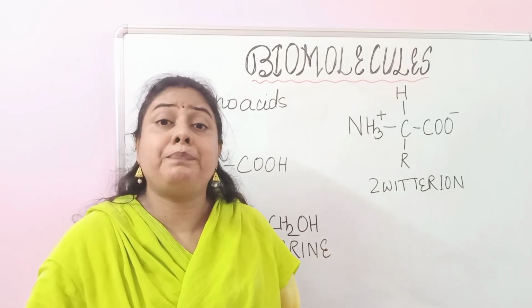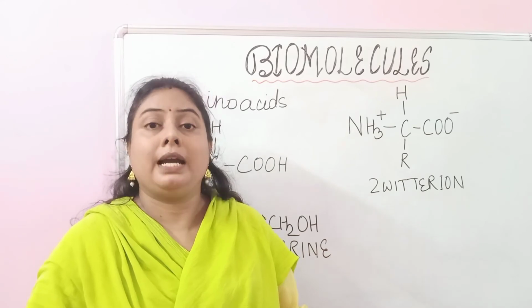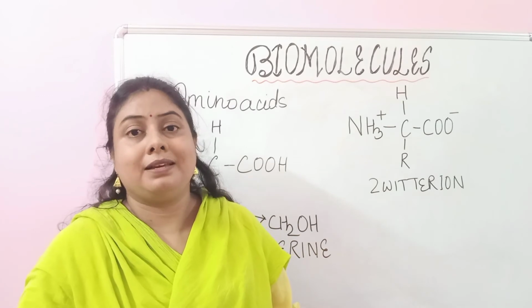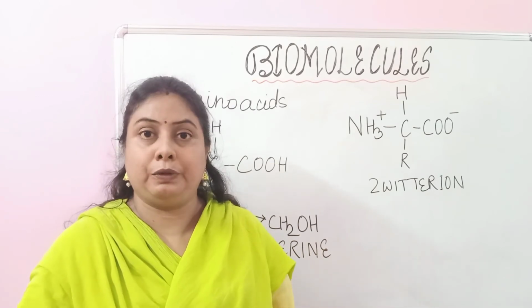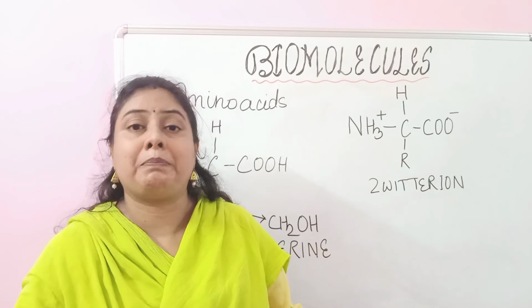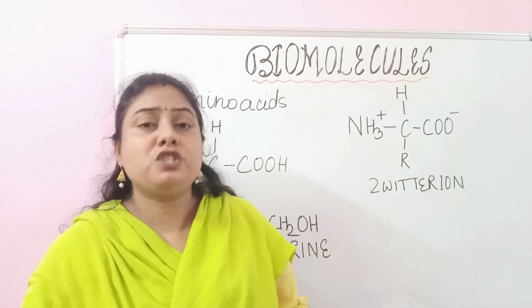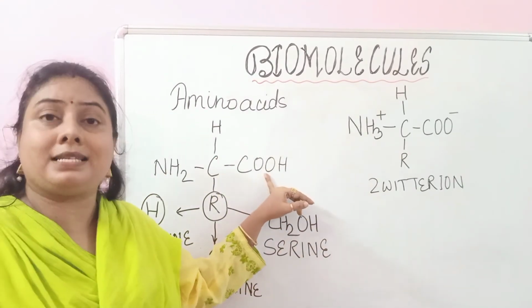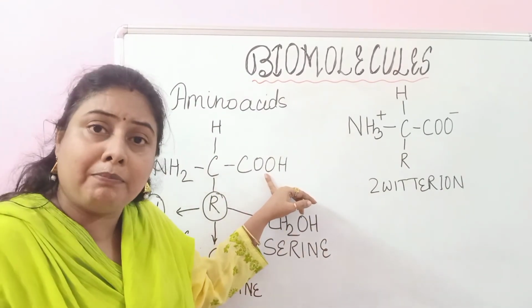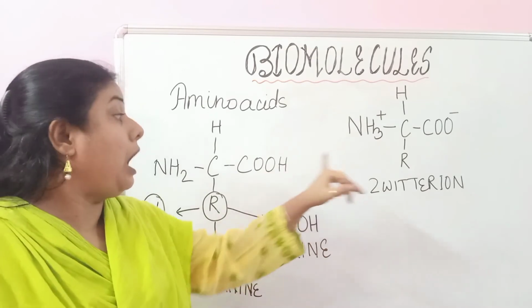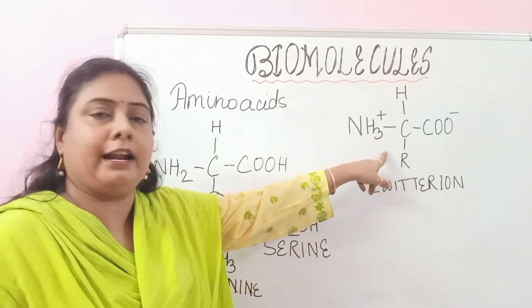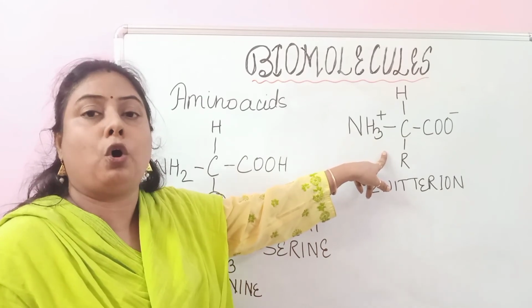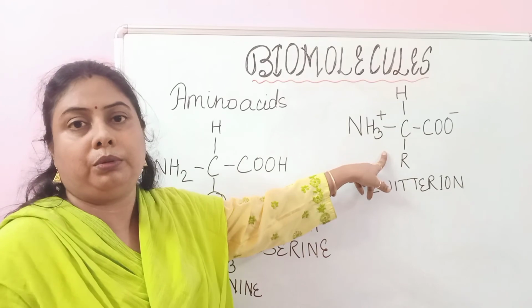Now, it is the peptide bond which actually joins the different amino acids. And how is this peptide bond formed? This peptide bond is formed between the carboxylic acid group of one amino acid and the amine group of another amino acid, with an elimination of a water molecule.